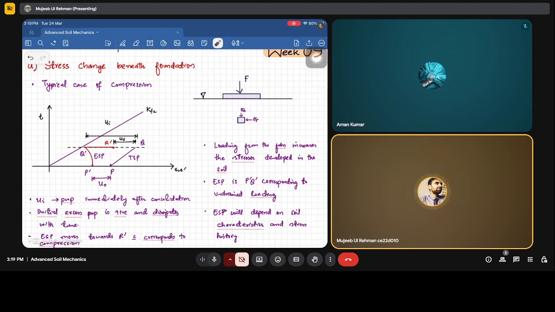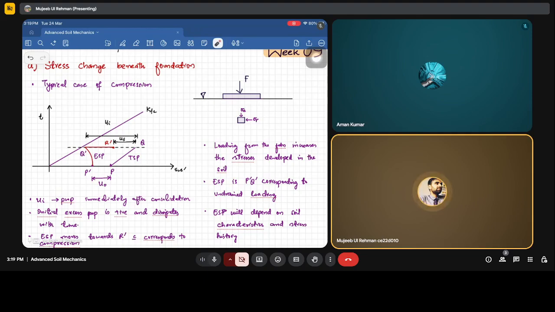So the loading condition will be undrained, or the drainage condition will be undrained. In that case, there will be generation of excess pore water pressure immediately after the consolidation. So initial excess pore water pressure is positive. It means that since the pore water pressure is built up due to the construction of the foundation, there will be a decrease in the effective stresses.